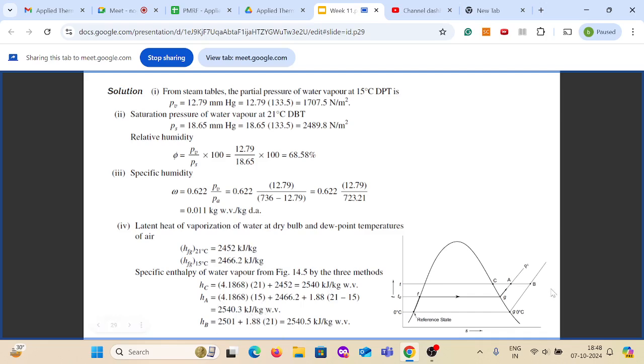And similarly, the other way is 0 degrees Celsius, where the phase change is 2501, plus the Cp of water vapor into the temperature difference. That will also give you 2540.5 kilojoule per kg of water vapor.